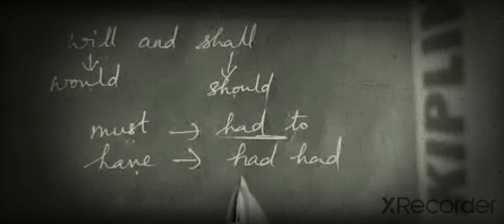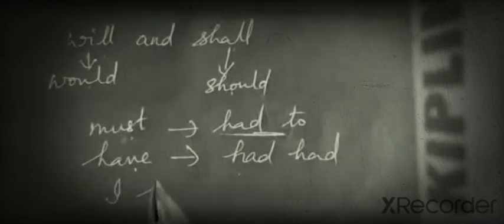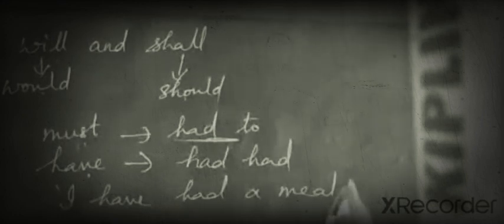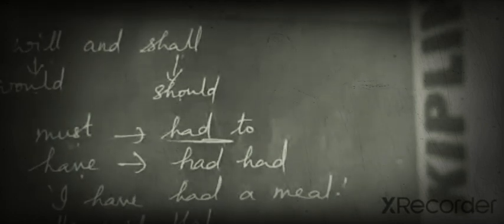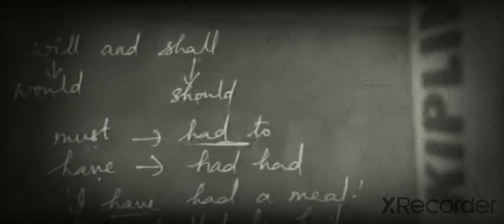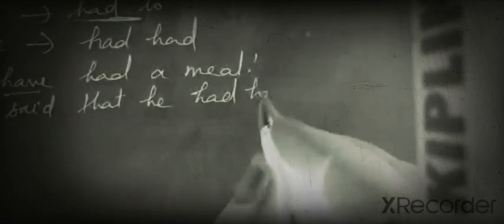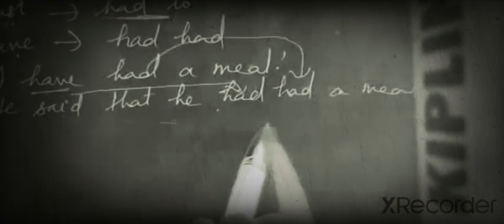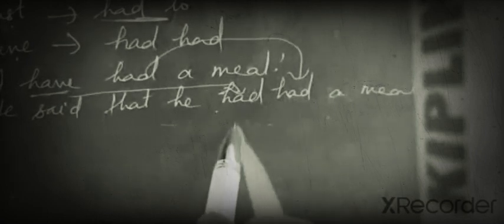Or if you have, for example, I have had a meal. When you are changing, this is in single inverted commas. You can see. Then when you are changing, he said that he had. This have changes to had. So this is what he said, that he had a meal. So you can see this have changes to this had. And then this had you have. So two had together. He said that he had a meal. So this is how it changes. So take care of these things.